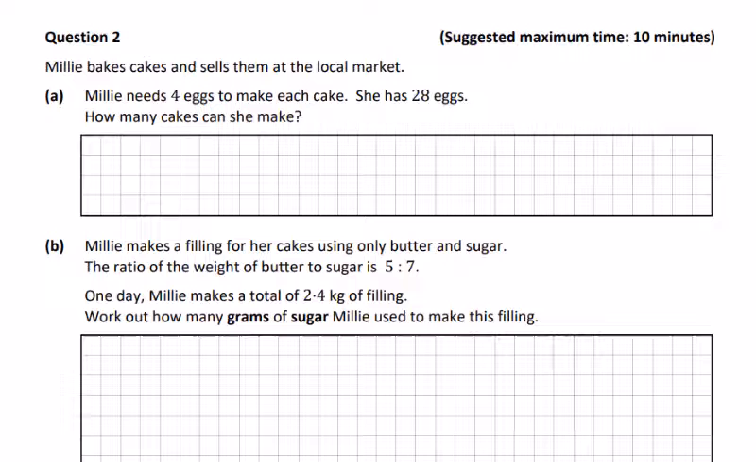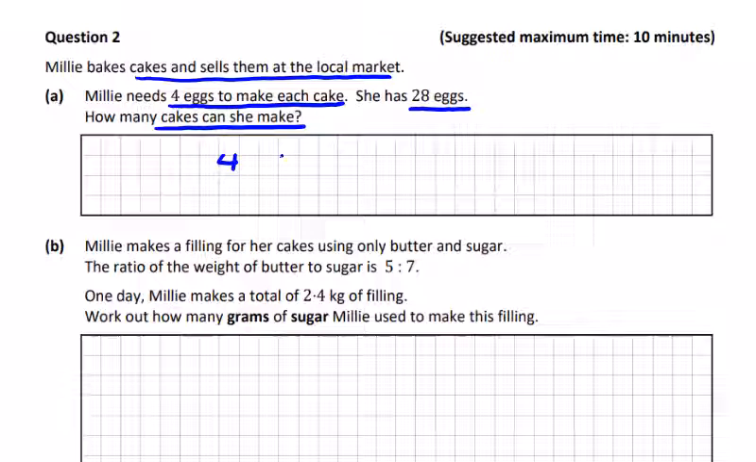Question 2 starts with Millie baking cakes and selling them at our local market. Millie needs 4 eggs to make each cake, and she has 28 eggs. How many cakes can she make? You're saying, well, 4 eggs, 4 by 7 is 28. So she can make 7 cakes. Nice easy start.